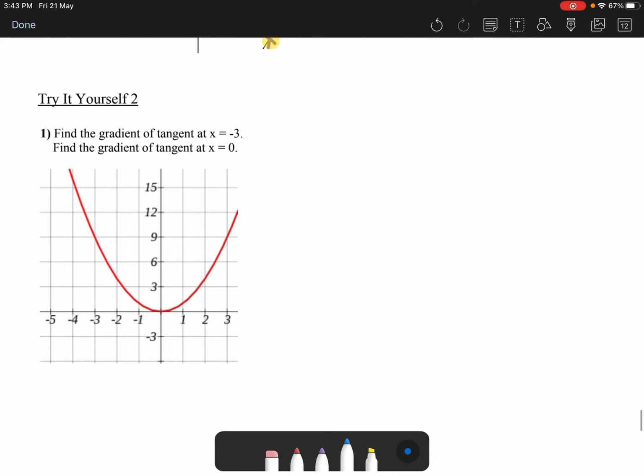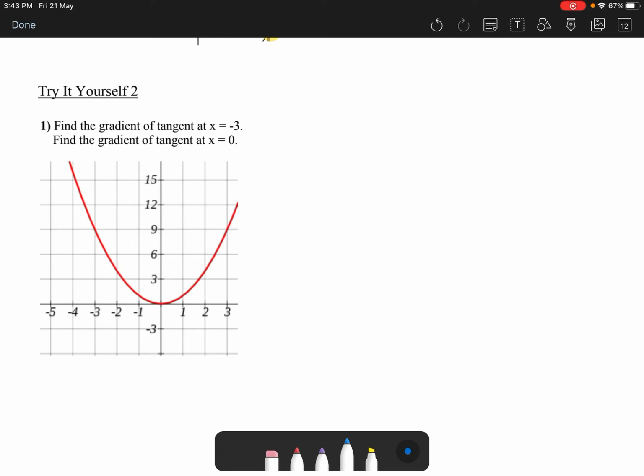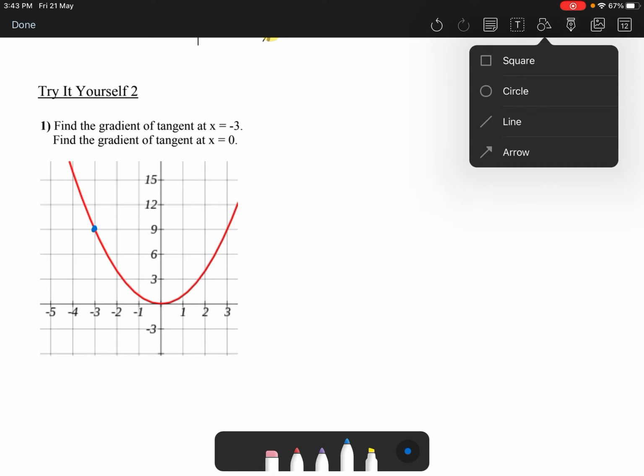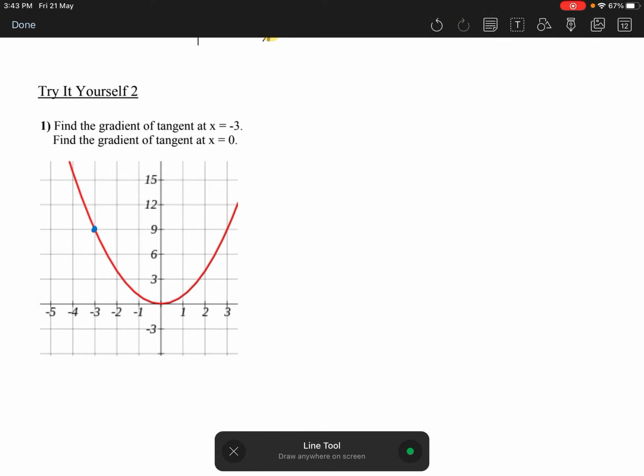Okay, so let us try one example. Find the gradient of the tangent at x equal to -3. So x equal to -3 is right here. It's a very exact point. So I want to draw a tangent. This is just a very rough gauge. So x equal to -3, maybe I just draw right here. Okay, so this is my tangent, and let me calculate the gradient of this tangent.